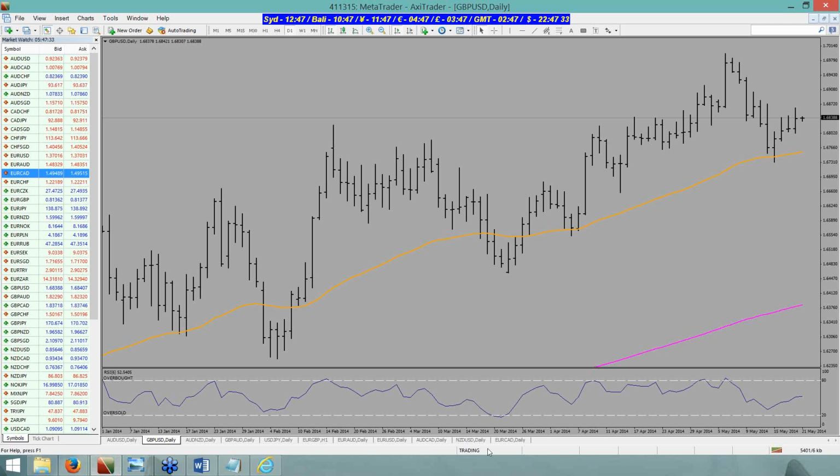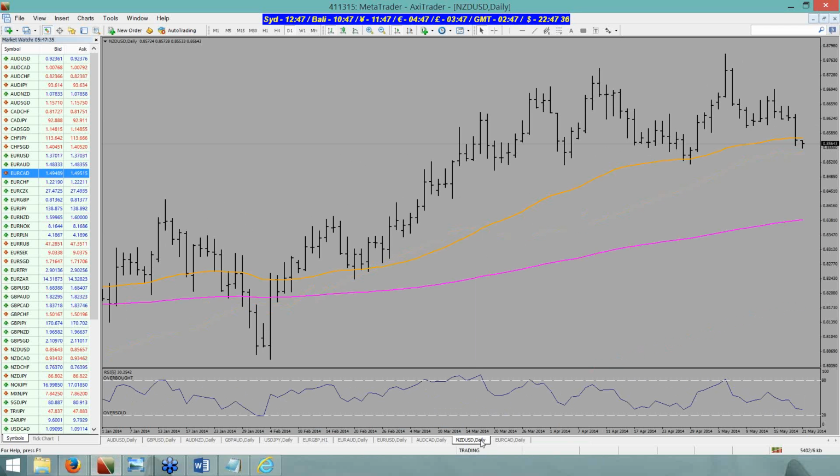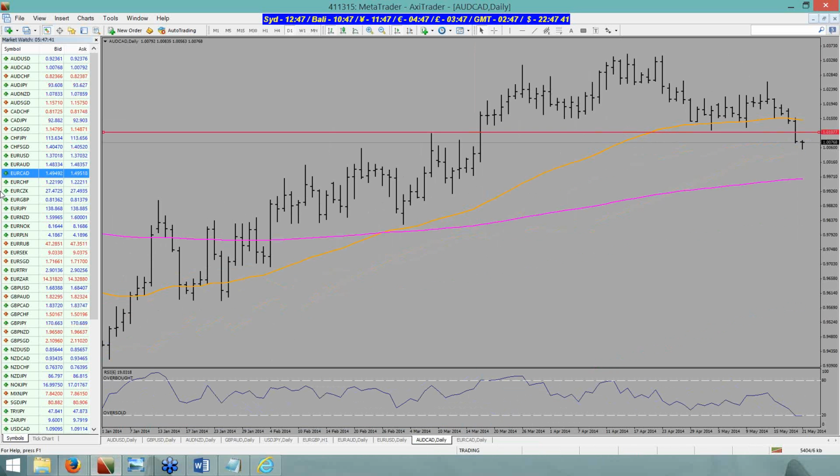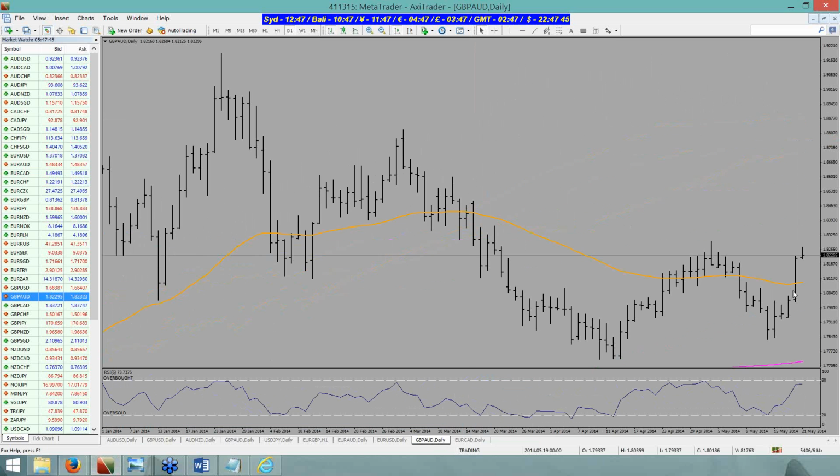Pound Aussie. You wanted to go long on Friday, did you? I don't know, but no good support. Lower high. Don't know what time frame. Lower high.